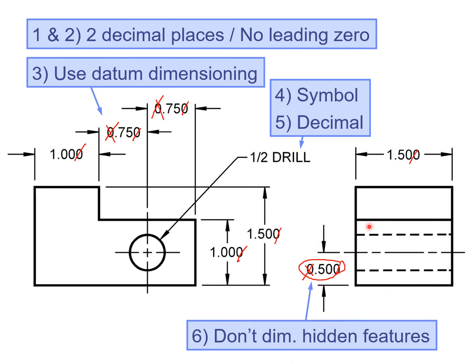Okay, so let's look at the next mistake. And again, you don't dimension a hidden feature, so we need to move this dimension over to the front view.